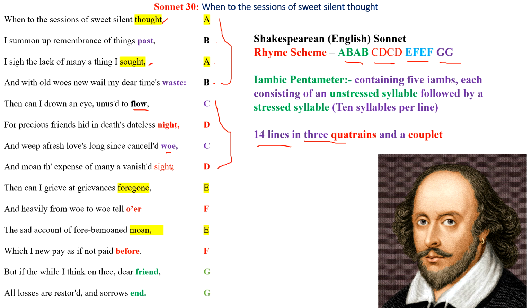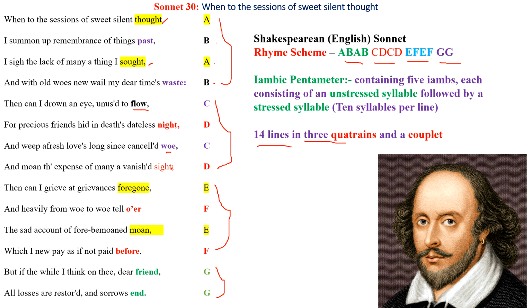In the third quatrain, foregone, mourn rhymes with tell o'er, before. So EF. And then the couplet, friend, end. So this is a couplet rhyming GG. So the rhyme scheme is ABAB CDCD EFEF GG.